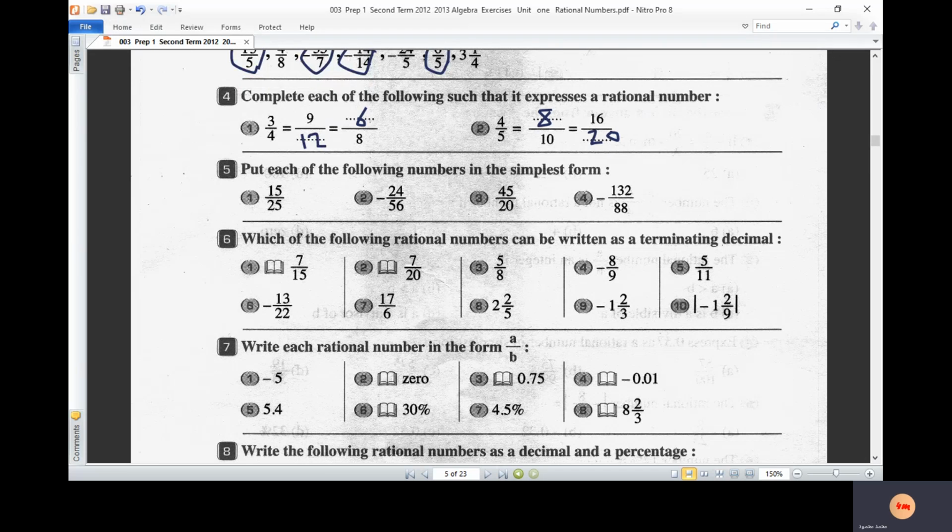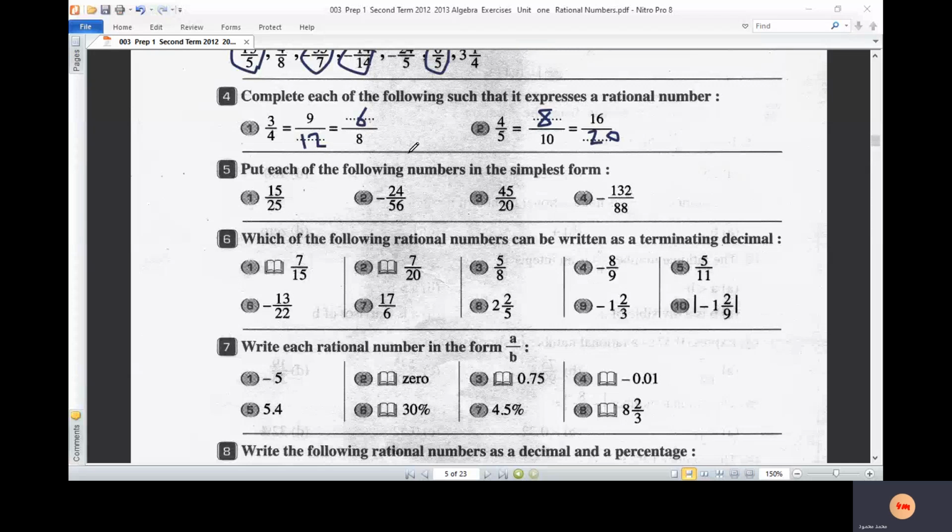Number 5, put each of the following numbers in its simplest form. Here you will simplify each rational number or fraction to its simplest form by finding the highest common factor. 15 and 25. The two numbers 15 and 25 are divisible by 5. So you will divide by 5, you will get 3, and here you will get 5.